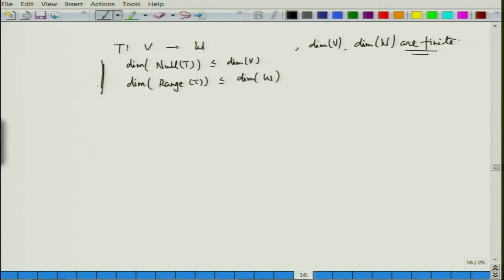So you can prove yourself. This theorem is very, very important. This is what I was trying to say. So let us look at this definition.